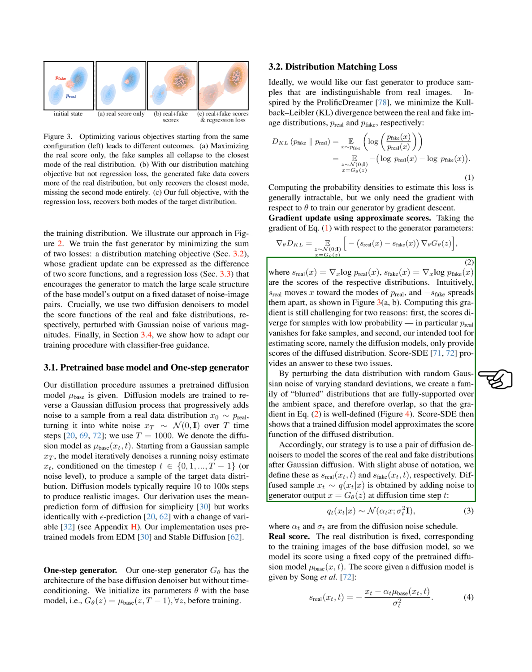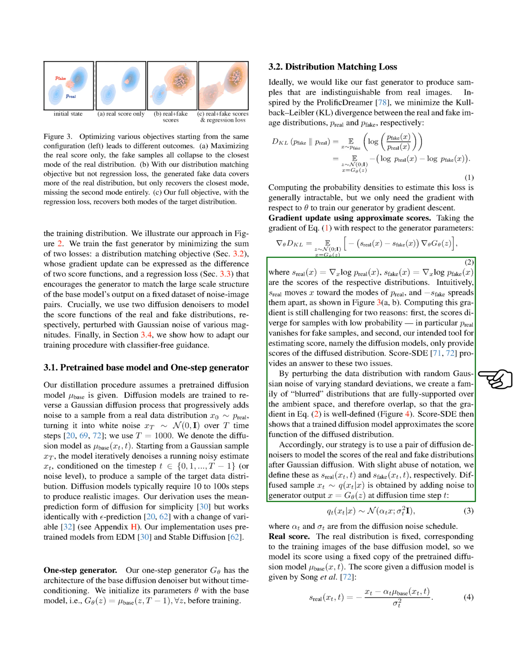Intuitively, the score of the real distribution moves the sample toward the modes of the real distribution, and the negative score of the fake distribution spreads them apart. Computing this gradient is still challenging for two reasons. First, the scores diverge for samples with low probability. In particular, the real distribution vanishes for fake samples. And second, our intended tool for estimating score, namely the diffusion models, only provides scores of the diffused distribution.